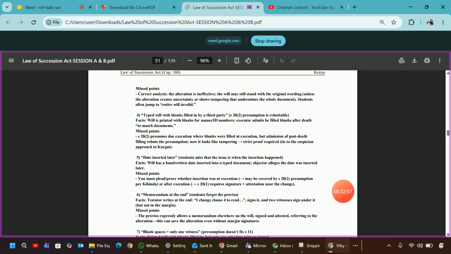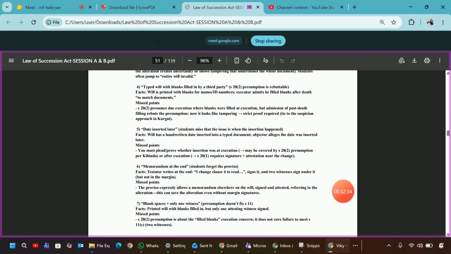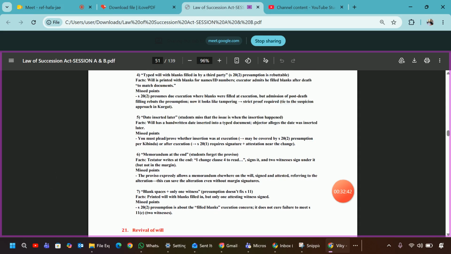Strict proof is required, tied to the suspicious circumstances approach in the Purgatory decision. Another tricky situation is where a will has a handwritten date inserted into a typed document, and the objector alleges the date was inserted later. The missed point is that you must plead or prove whether the insertion was at execution, which may be covered by the Section 22 presumption per the Kibinda decision, or after execution. Section 21 requires signature plus attestation near the change.